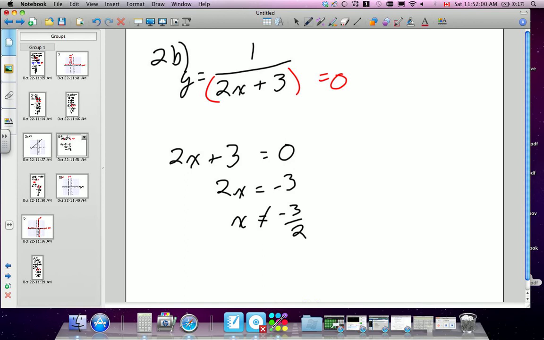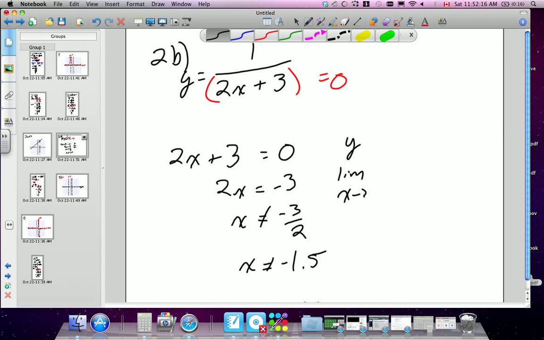Is equal to 0. We get 2x equals negative 3. X cannot be negative 3 over 2. Okay, so we have a vertical asymptote at negative 1.5. Okay, horizontal asymptotes. Let's figure that out now.